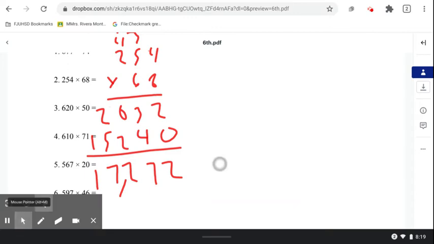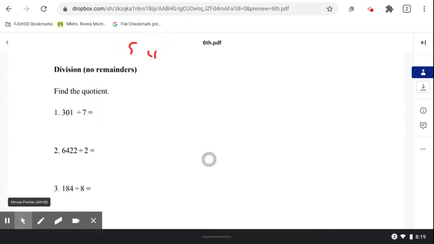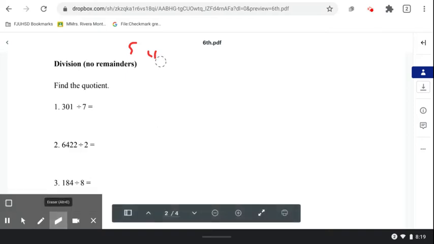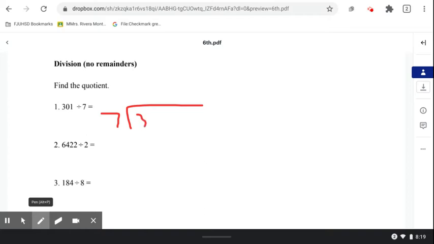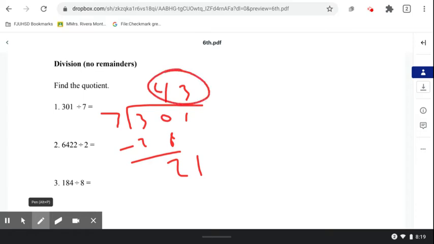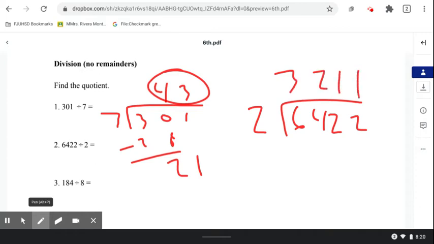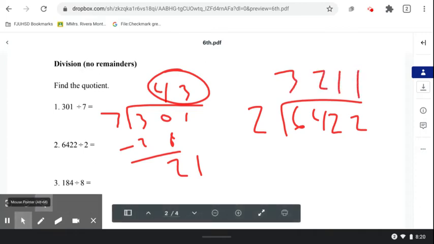All right, so let's just move on to the next section, which is division with no remainders. It's the same thing as before, just basic stuff. 7 divided by 301. 7 divided by 30 is 4, 28, 2, 1, then 3. So 43. Number 2 is 6,422 divided by 2, which is just 3,211. Yeah, that's really easy.